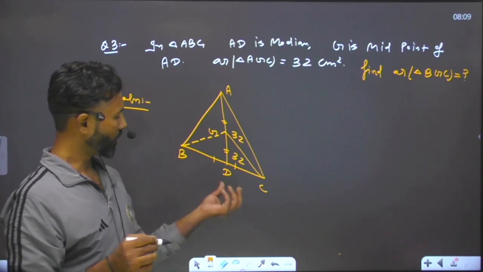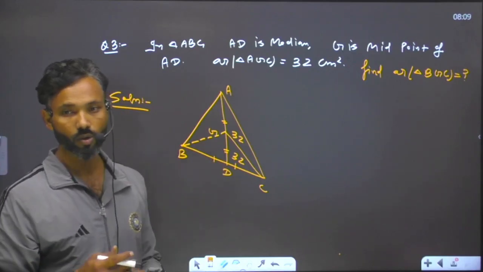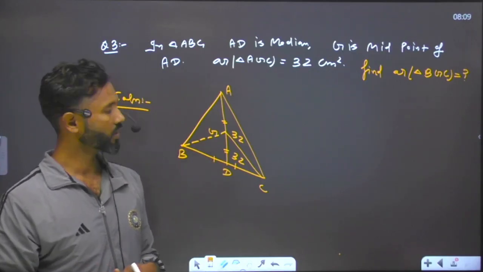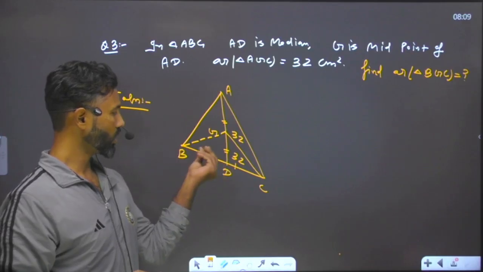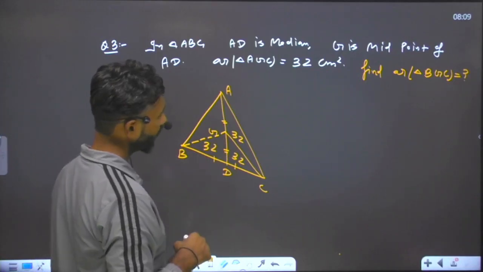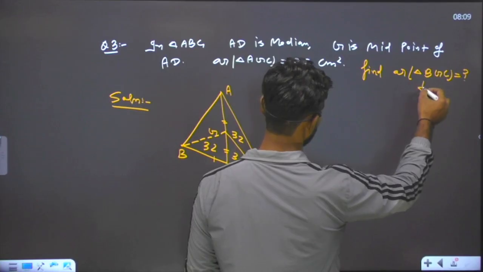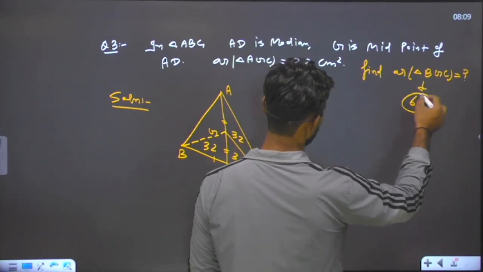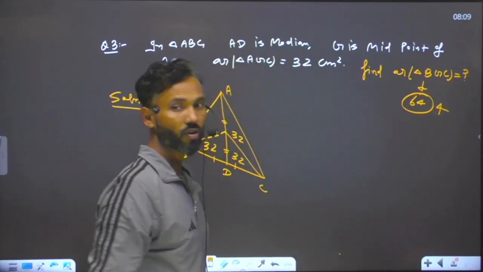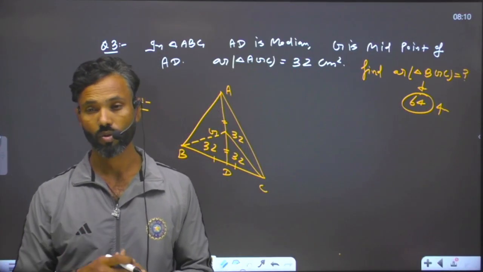Okay. And here it is mentioned that BD is equal to CD. If BD is equal to CD, then I can say this is 32, and this will also be 32. So this is 32, this is also 32. Now I can say the area of triangle BGC is equal to 64 centimeter square. So this was quite an easy question.